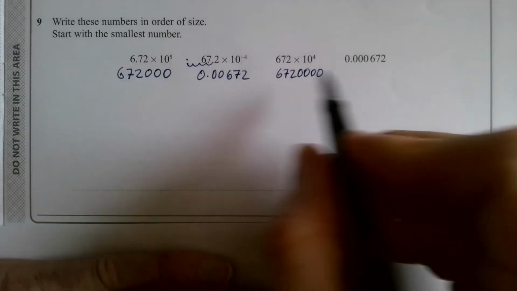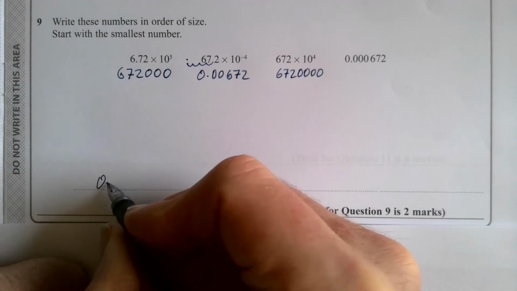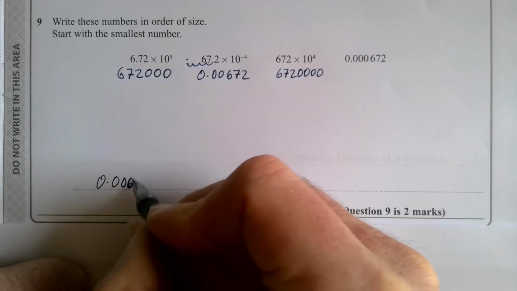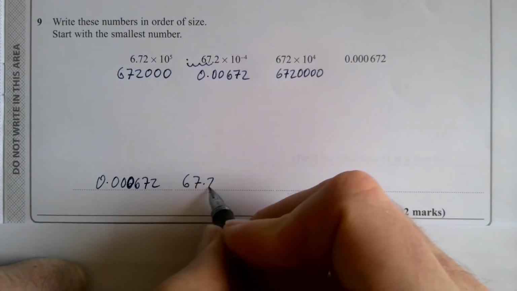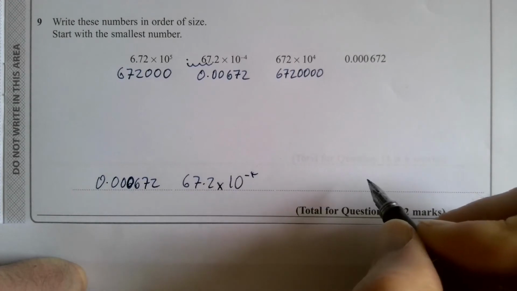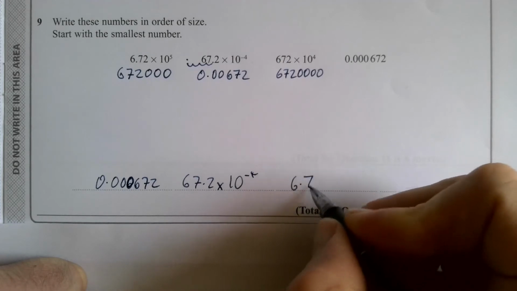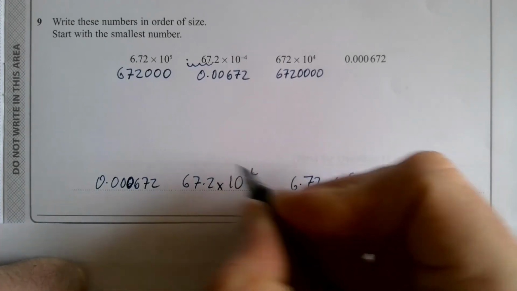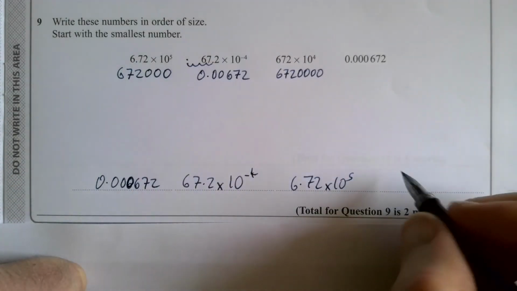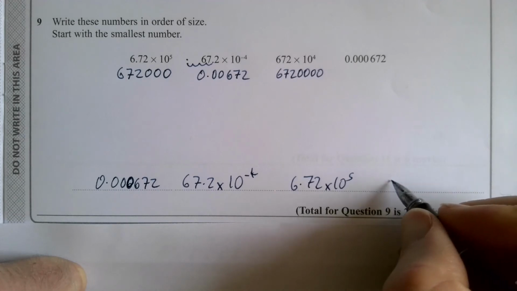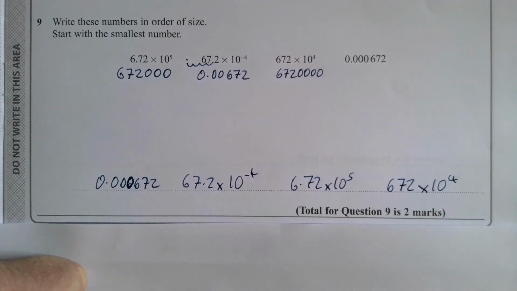And then that one is that. So starting with the smallest, this is 10 times the smallest. I've got 0.000672. Then I've got 67.2 times 10 to the negative 4. Then I've got 6.72 times 10 to the 5. It is best to put it in the original form that they had there, but as long as you've shown clearly how each one links, then it doesn't matter, but I would recommend doing it this way. And then 672 times 10 to the power 4.